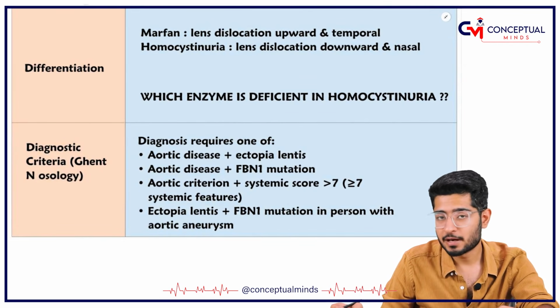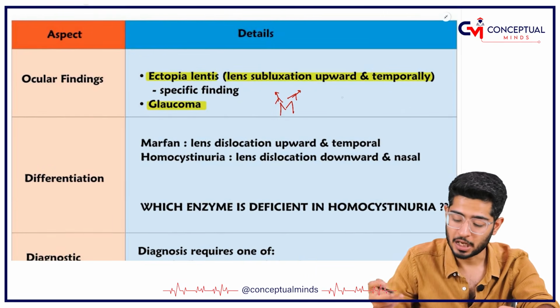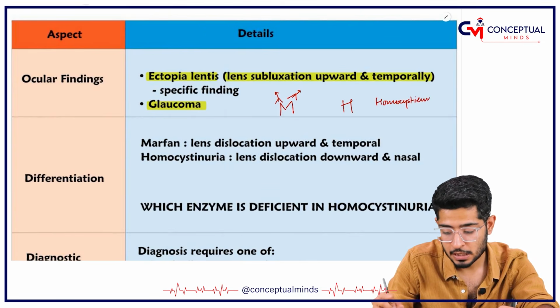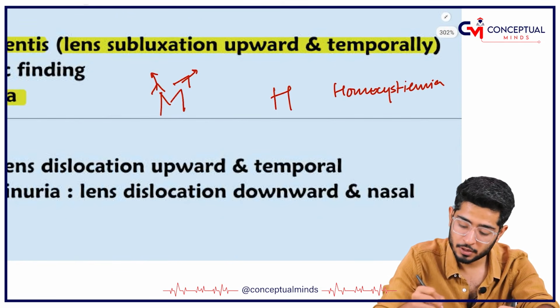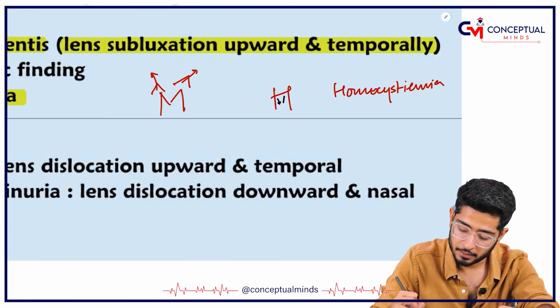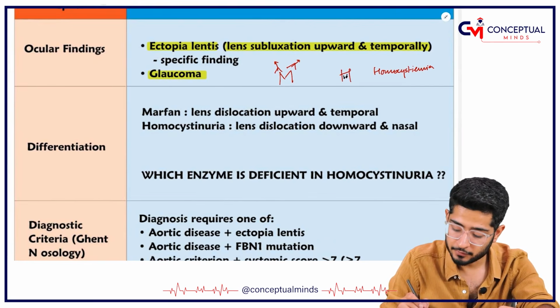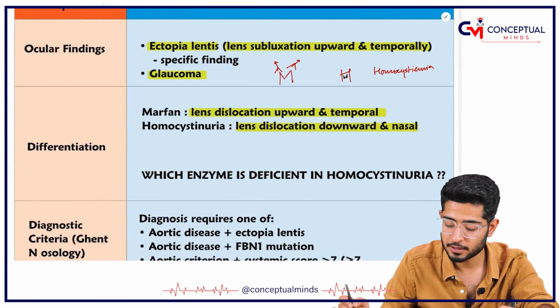Okay, so Marfan's is going to have outward and upward, whereas a disease which is called homocystinuria, that is going to have inward and downward dislocation of the lens. So how will you differentiate? I have told you, lens dislocation downward and nasal in homocystinuria, Marfan's lens dislocation upward and temporal.